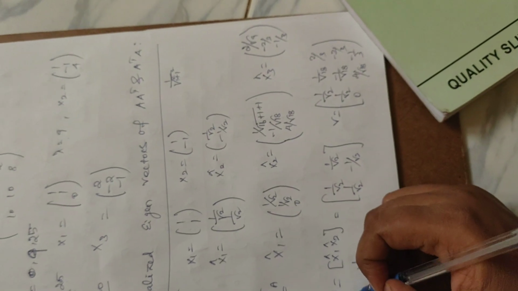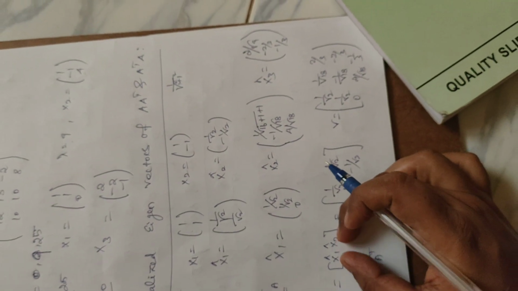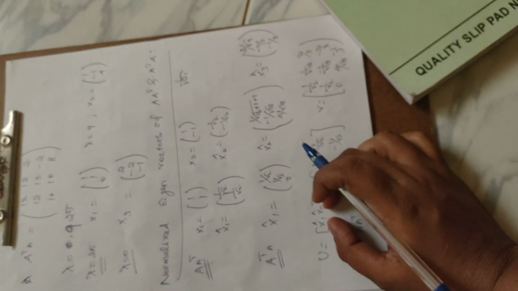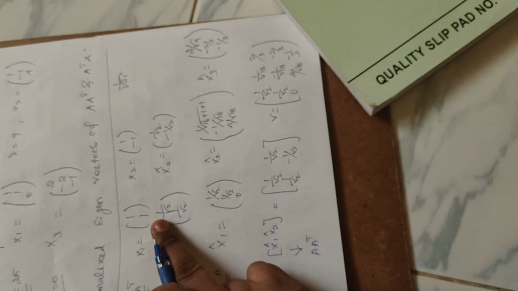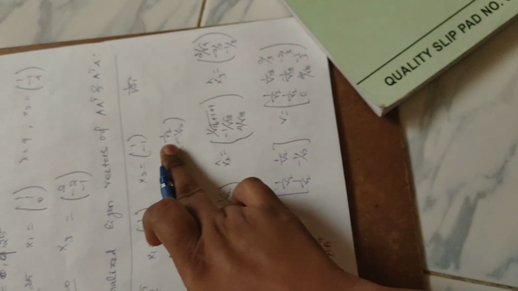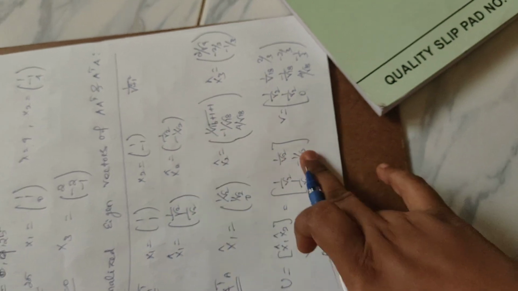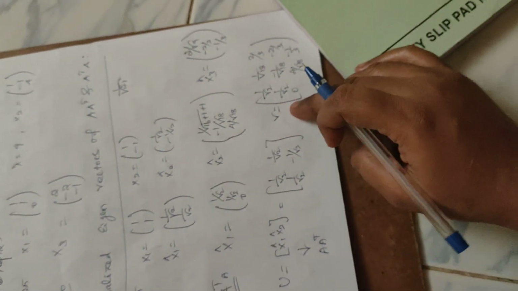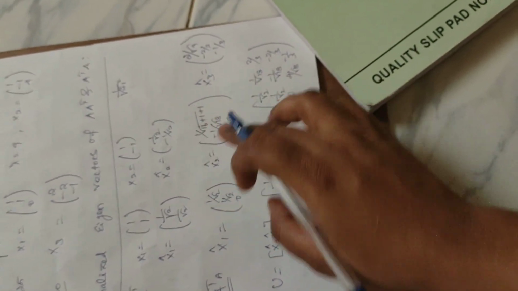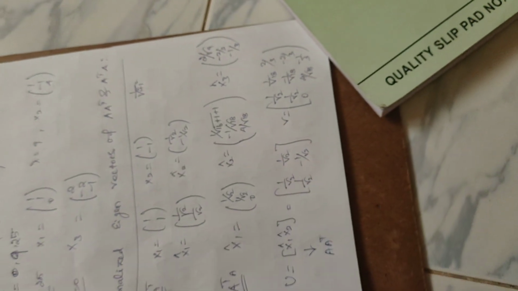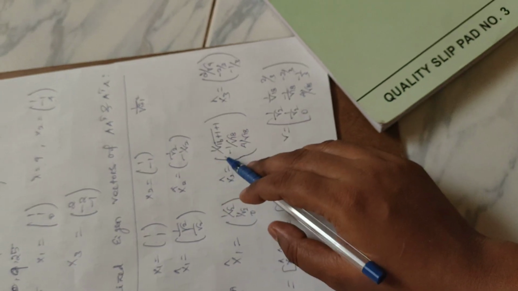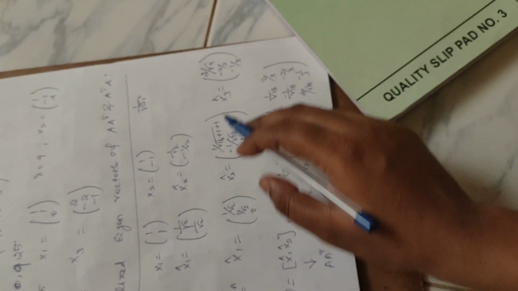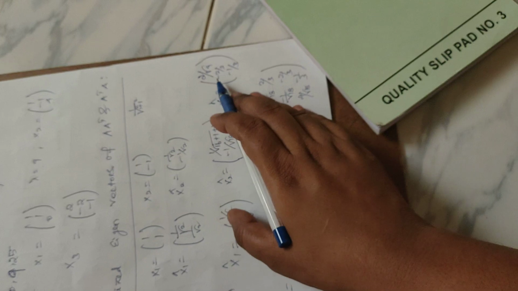So U is equal to the normalized eigenvector matrix of A A transpose. The first eigenvector is 1 by root 2, 1 by root 2. The second eigenvector is 1 by root 2, -1 by root 2. Clear? Then V is equal to the eigenvectors. You should write the eigenvectors as columns. So 1 by root 2, 1 by root 2, 0; 1 by root 18, -1 by root 18, 4 by root 18; and 2 by 3, -2 by 3, -1 by 3. That is the V matrix.